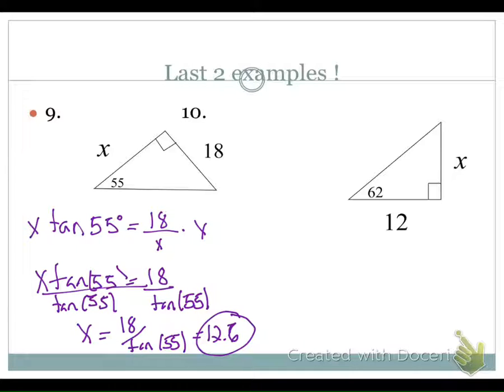Okay, and our last one. I have a tangent of 62 degrees. So tangent of 62 degrees is going to be opposite, which is x, over 12. This one's different. The last two times x has been in the denominator. Now we want to get x by itself. How do I get x by itself? I multiply both sides by 12. Excellent. So now I have x equals 12 tan of 62.